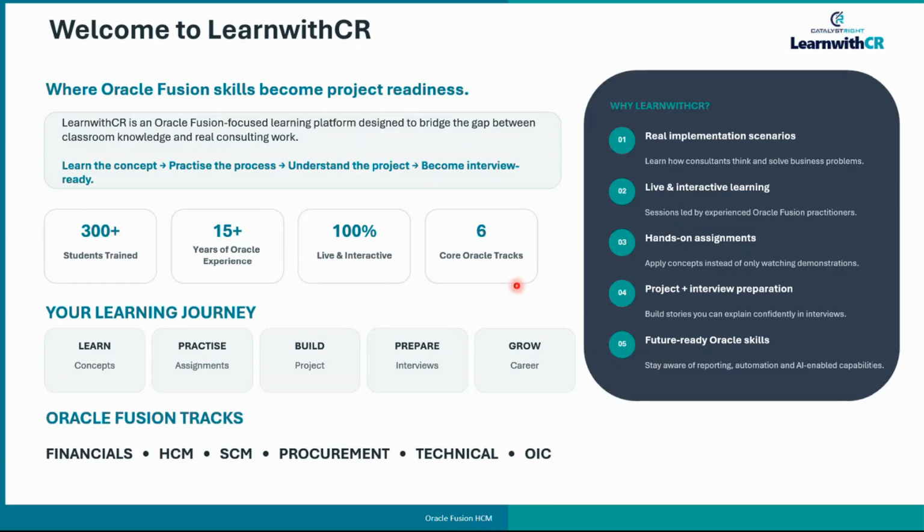We are currently working on 6 Oracle tracks: financials, human capital management, supply chain management, procurement, technical, and OIC. Our journey is focused on end results, that is career growth. Everyone we speak to has their own aspirations, so we try to support them, and we put in equal effort along with the candidate.